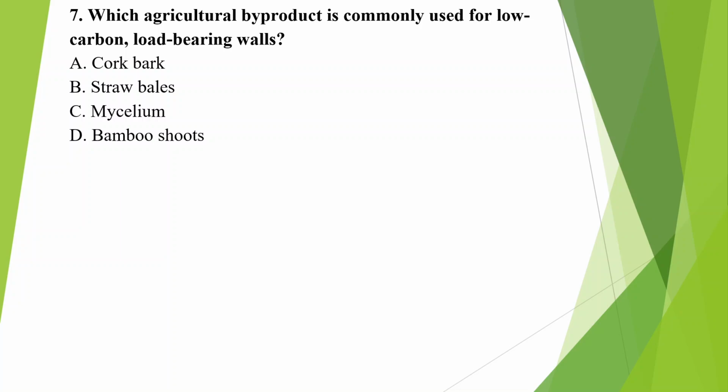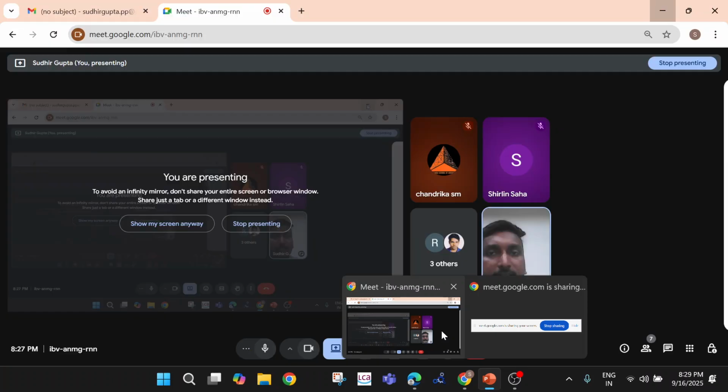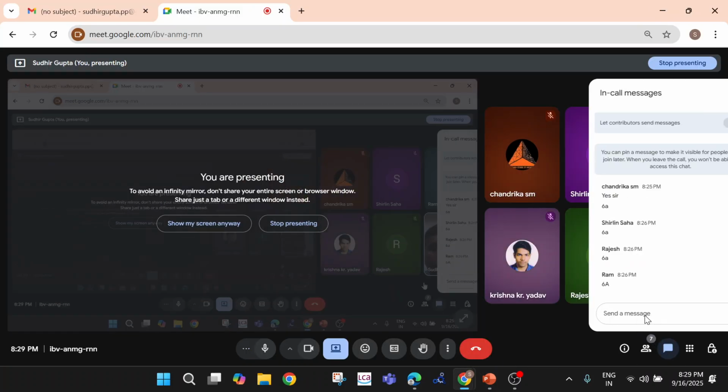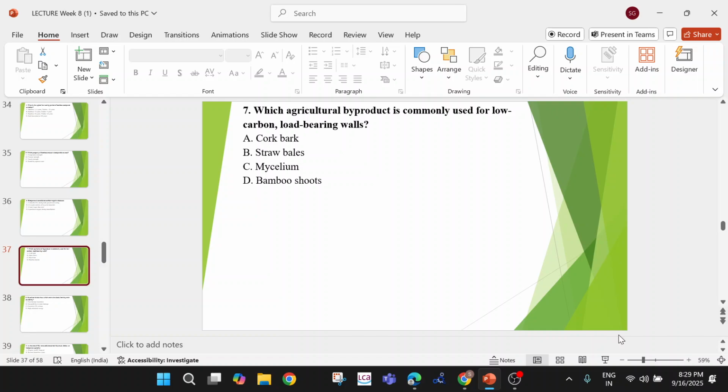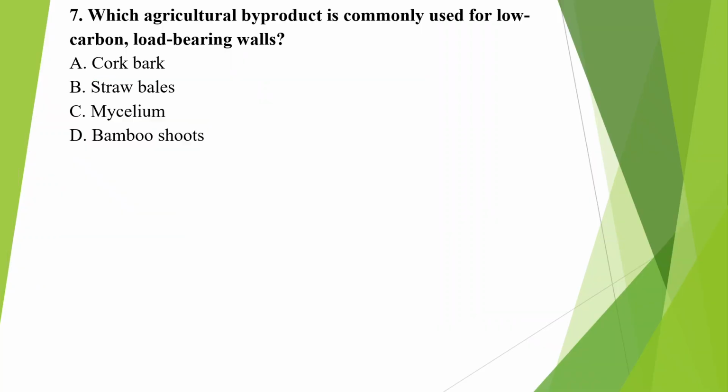So the most appropriate answer for this question number 7. How many of you have marked? 7C, C, B. Chandrika is marking B and others are going for C. So B is the correct answer for this question number 7. Others who have marked option C are not correct.